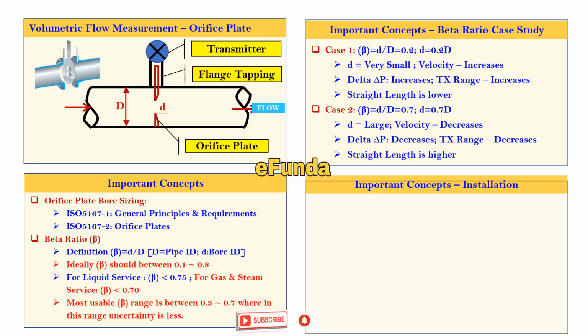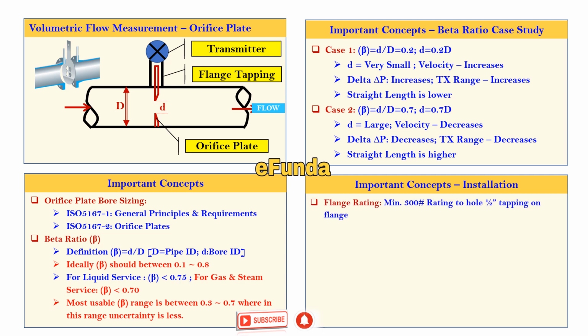Important concept related to the installation, where flange rating of a minimum 300 pound rating is required to hold half-inch tapping on a flange. Orifice plate thickness should not exceed D by 30 or D by 50 or small d by 8 or (D minus small d) by 8.